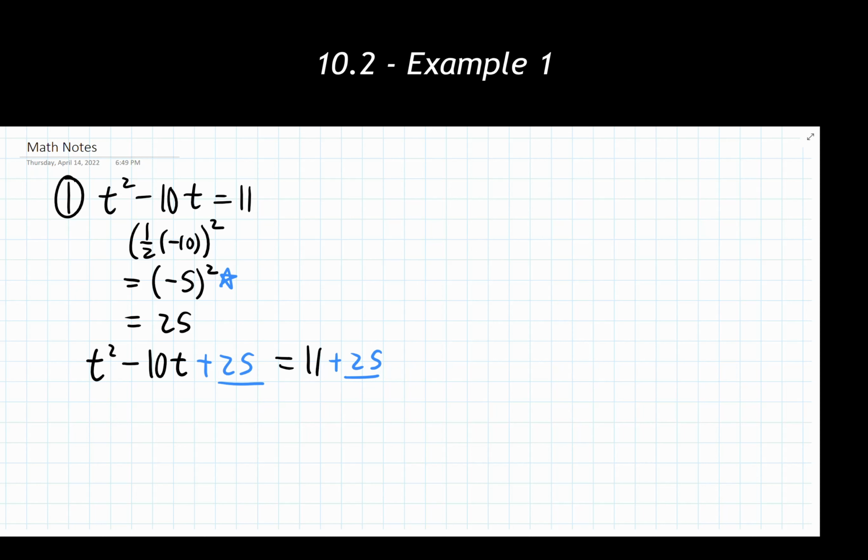So from this, we've just created a square of a sum or square of a difference on this side. In this case, it's a square of a difference because I have a subtraction sign there. Step 4 then says on the variable side of things, this left side here, I need to factor the square of the sum or difference into its factored form.